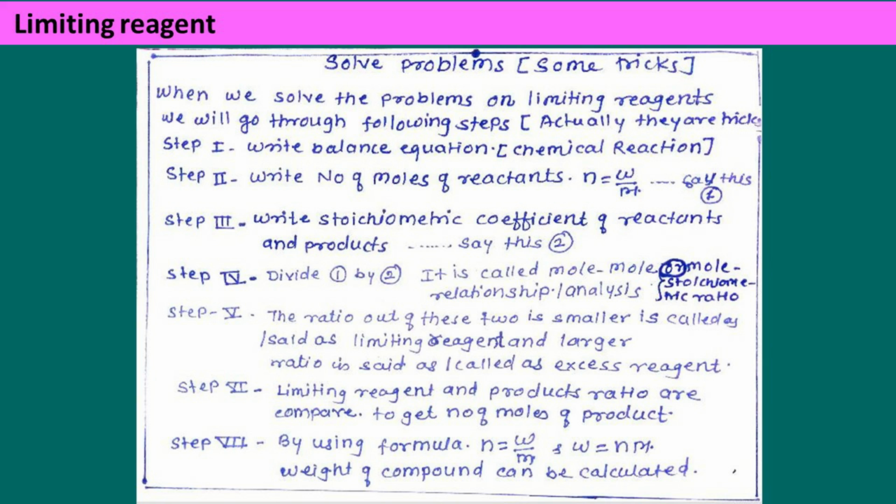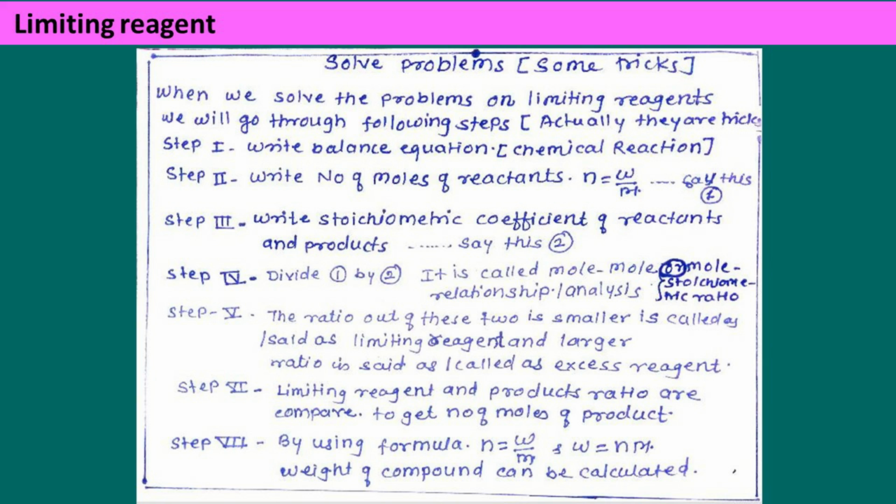Step 3. Write stoichiometric coefficient of reactant and product. Step 4. It is called mole stoichiometric ratio. यालाच मोल मोल ॲनालिसिस असंही म्हणू शकतो आपण. So next, step 5. The ratio out of these two which is smaller is called limiting reagent, and the ratio which is larger is called excess reagent.